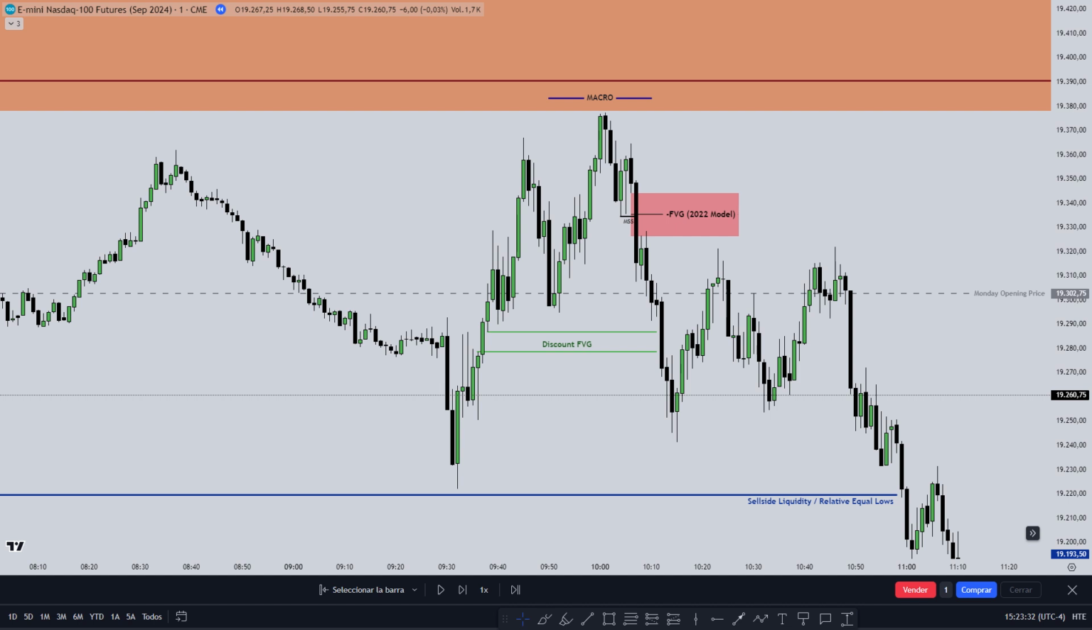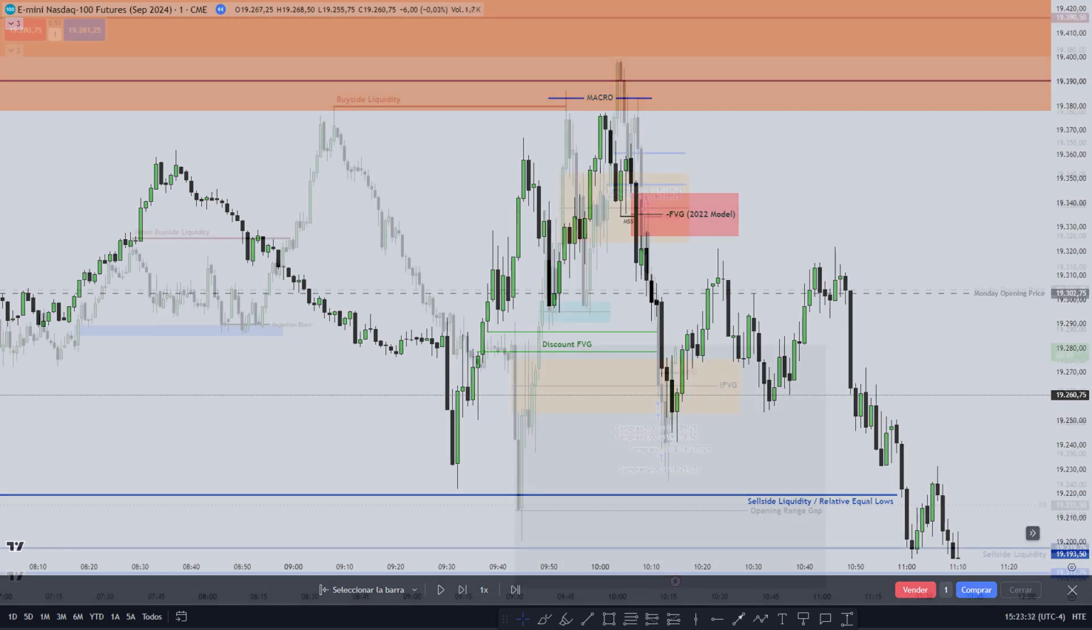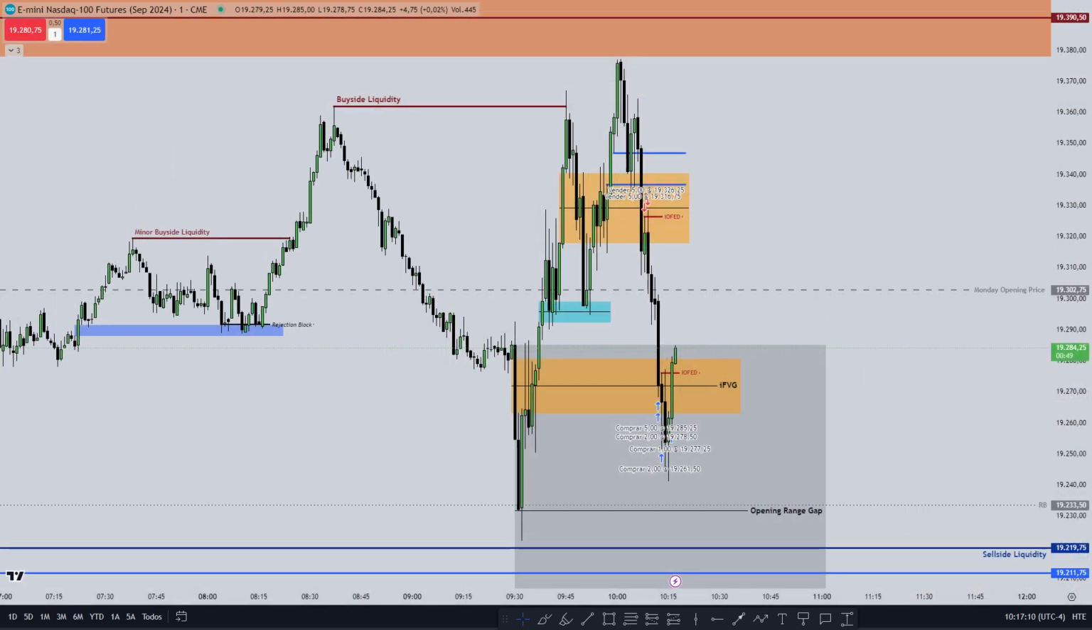Then the final target were those relative equal lows, but as you can see price consolidated before going for those, so I was taking profits as price kept going lower until I was left with one contract that ended up being stopped out in profits. Here you have the screenshot that I took when I was stopped out.